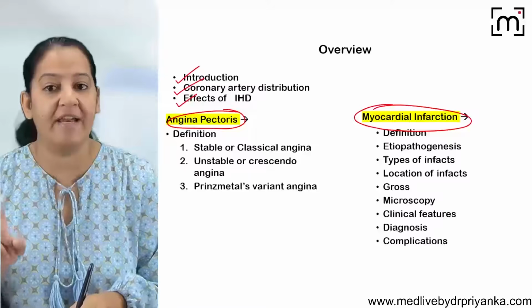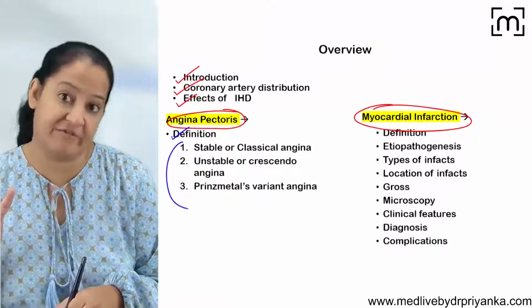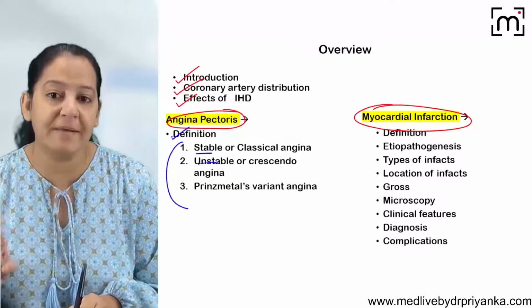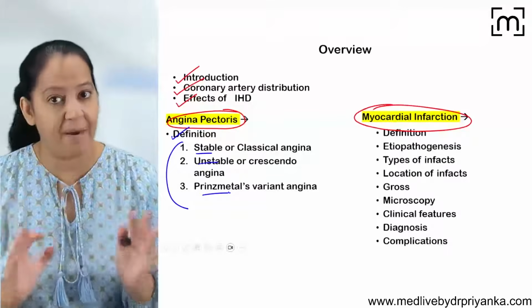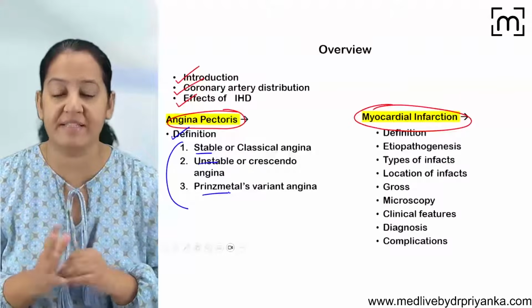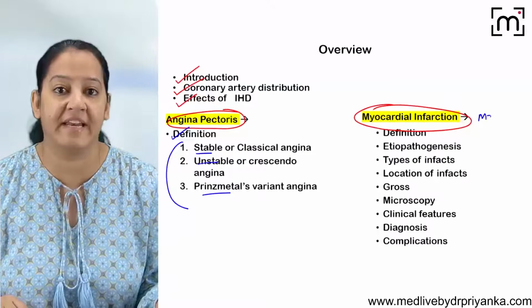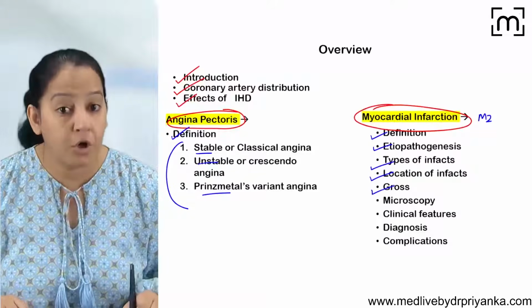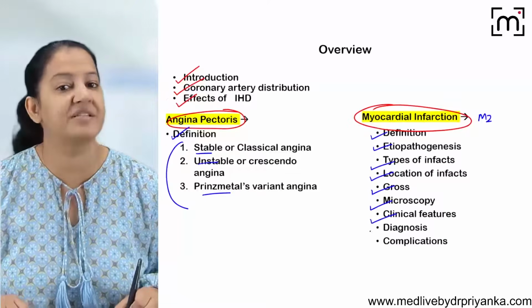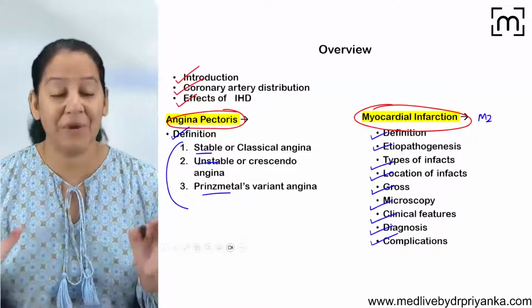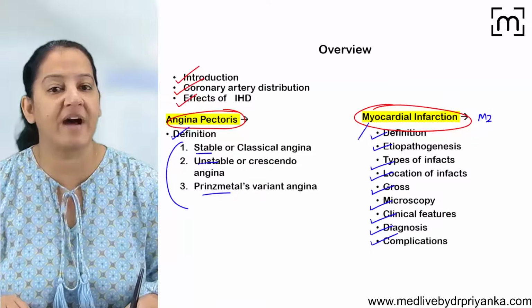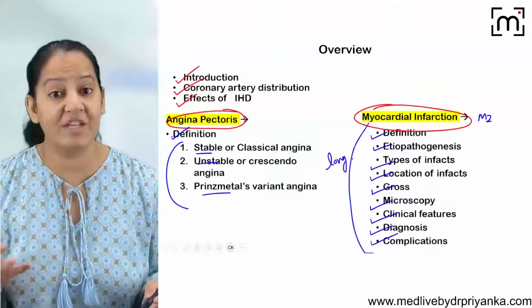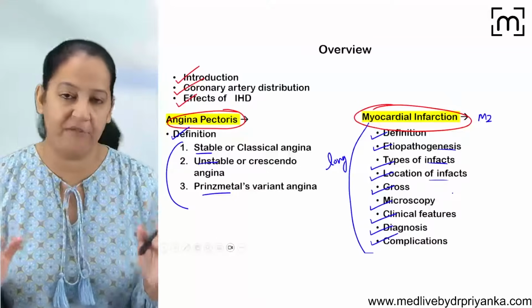In angina, I will be telling you the definition of angina and the three types of angina, the pathogenesis, clinical features of each of them, the stable angina, unstable angina, and Prinzmetal angina. In MI, you frequently get long questions, so we will be discussing that MI, that is myocardial infarction, in detail. I will let you know definition, etiopathogenesis, type of infarct, location of infarct, gross, microscopy, clinical features, diagnosis, and complications of MI. So if you are getting a long question, you have to write your answer under following headings, or else you will be getting short question on each of them. So you have to write that portion only.